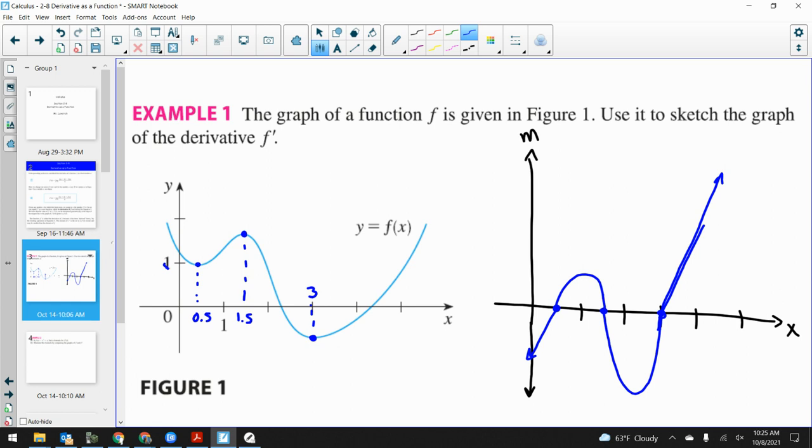So what we're looking at here is everywhere where the slope of the tangent line is negative, you're going to see it below the x-axis on its derivative. Anywhere where the slope levels out, you're going to see a 0. Anywhere where the slope is positive, it's going to be above the x-axis. Okay? So that's where we can try to start graphing. Now, beyond that, it's just an estimation.